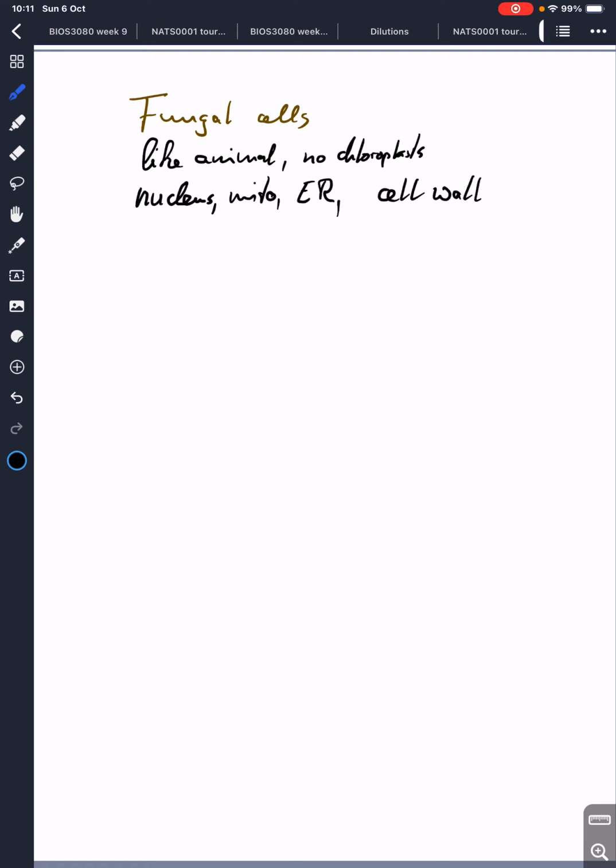But this cell wall is not necessarily made up of cellulose, like a plant cell wall. This is usually made up of a slightly different substance called chitin, which is sugars and also amino, nitrogen-containing compounds. But otherwise, fungal cells are also eukaryotic cells, which contain these internal membrane-bound organelles and a proper nucleus.